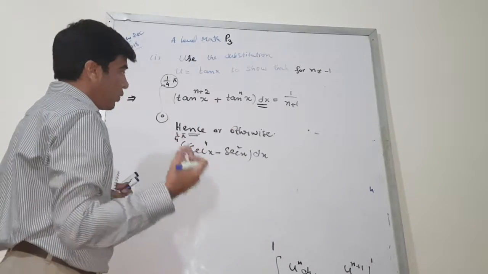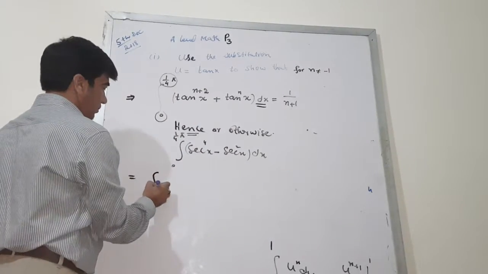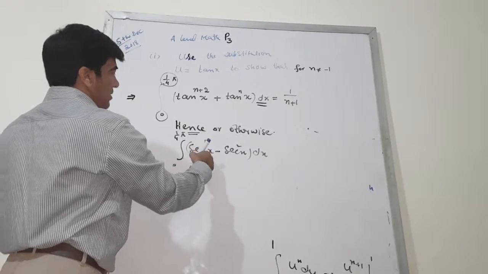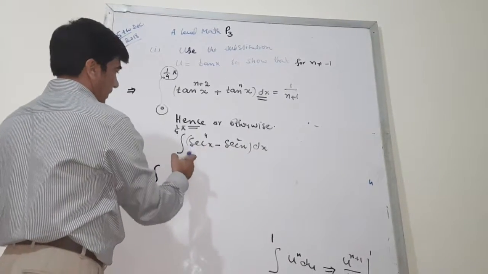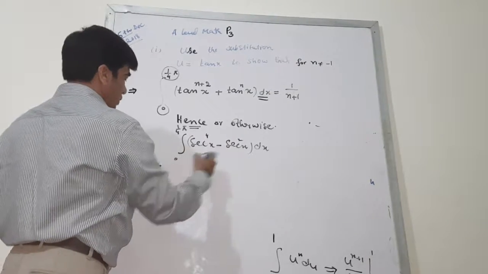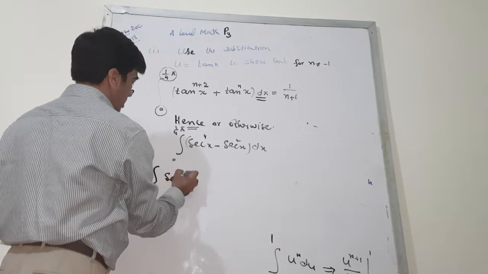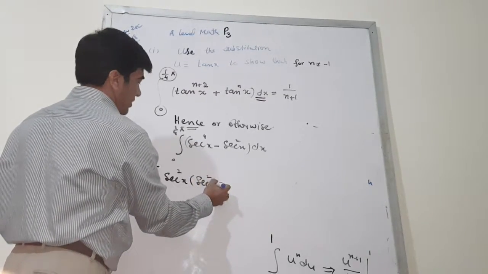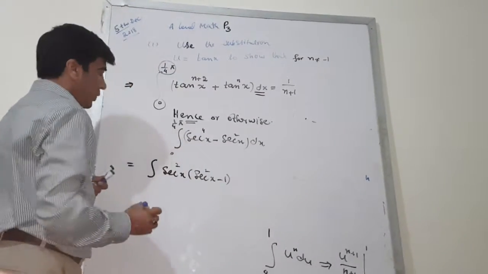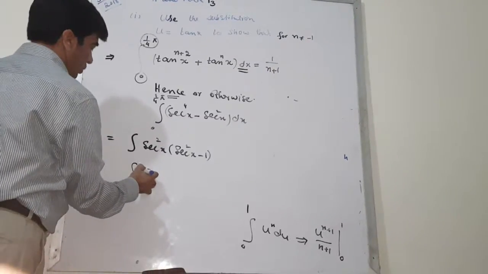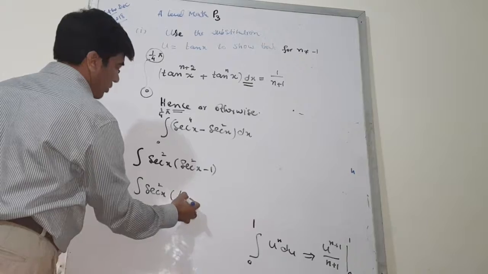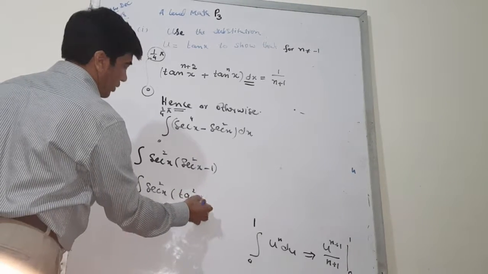How do we do it? Look. This is secant to the fourth x minus secant square x. And you see secant square x is common there and the leftover is secant square x minus 1. You know secant square x minus 1 is equal to tan square x.